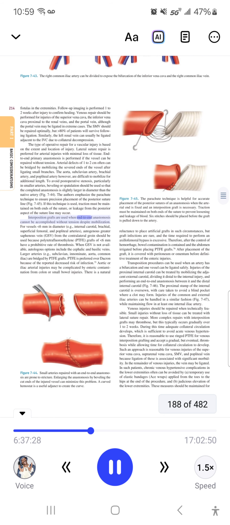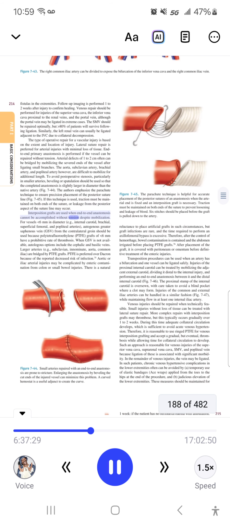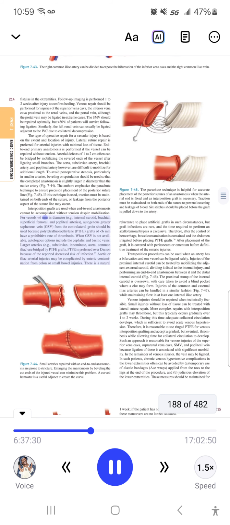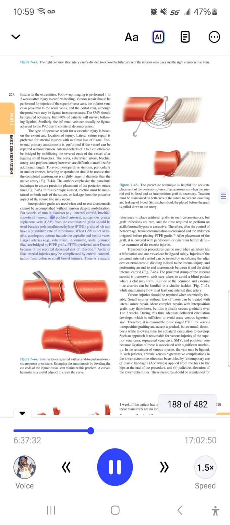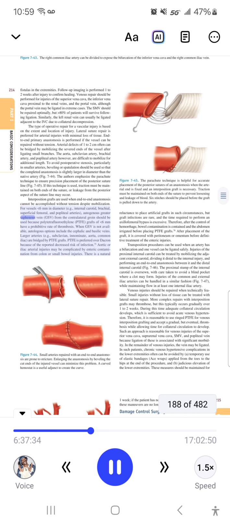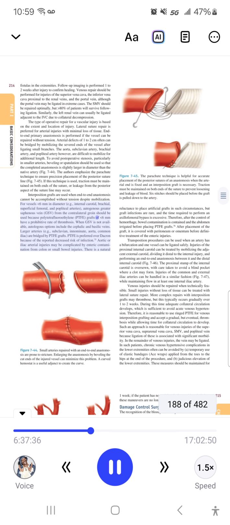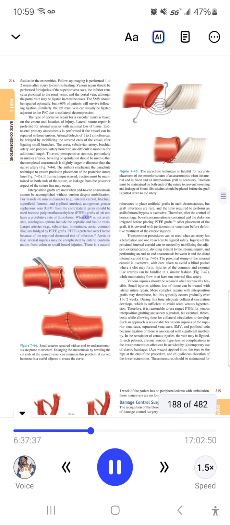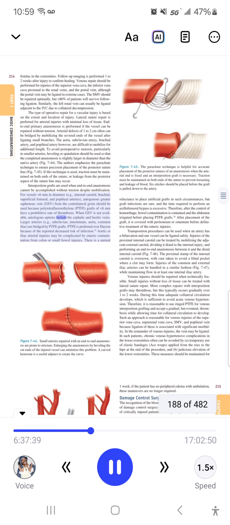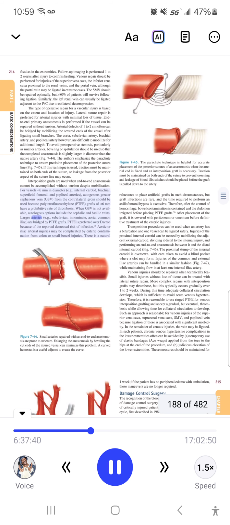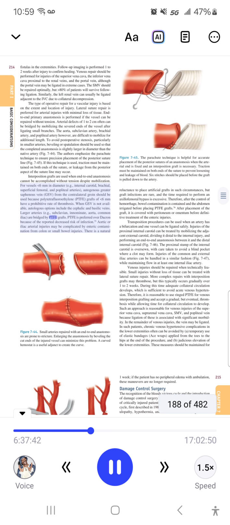Interposition grafts are used when end-to-end anastomosis cannot be accomplished without tension despite mobilization. For vessels 6 mm in diameter, for example, internal carotid, brachial, superficial femoral, and popliteal arteries, autogenous greater saphenous vein (GSV) from the contralateral groin should be used because polytetrafluoroethylene (PTFE) grafts of 6 mm have a prohibitive rate of thrombosis. When GSV is not available, autologous options include the cephalic and basilic veins. Larger arteries, for example, subclavian, innominate, aorta, and common iliac, are bridged by PTFE grafts.